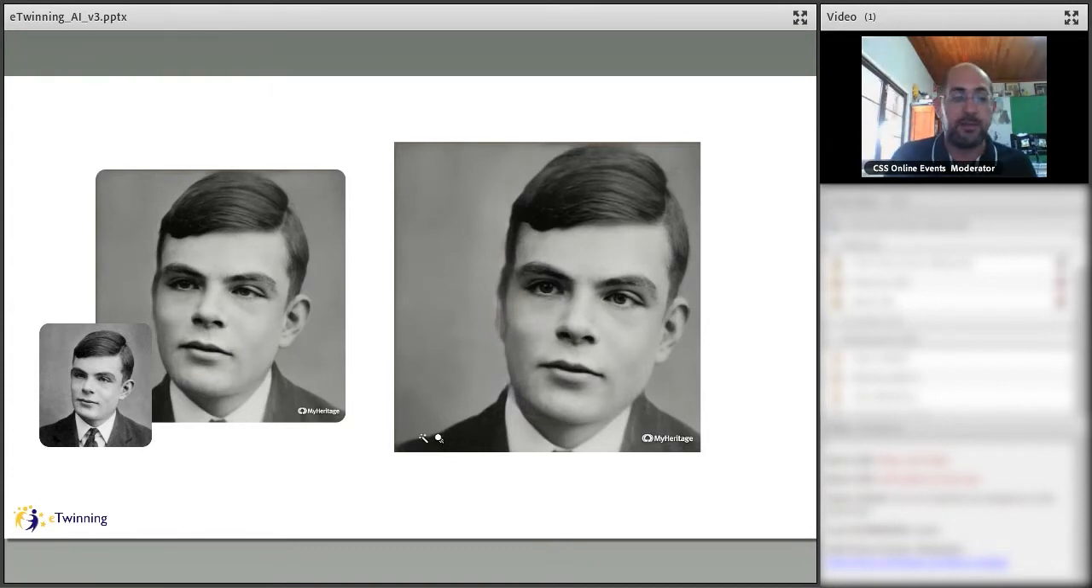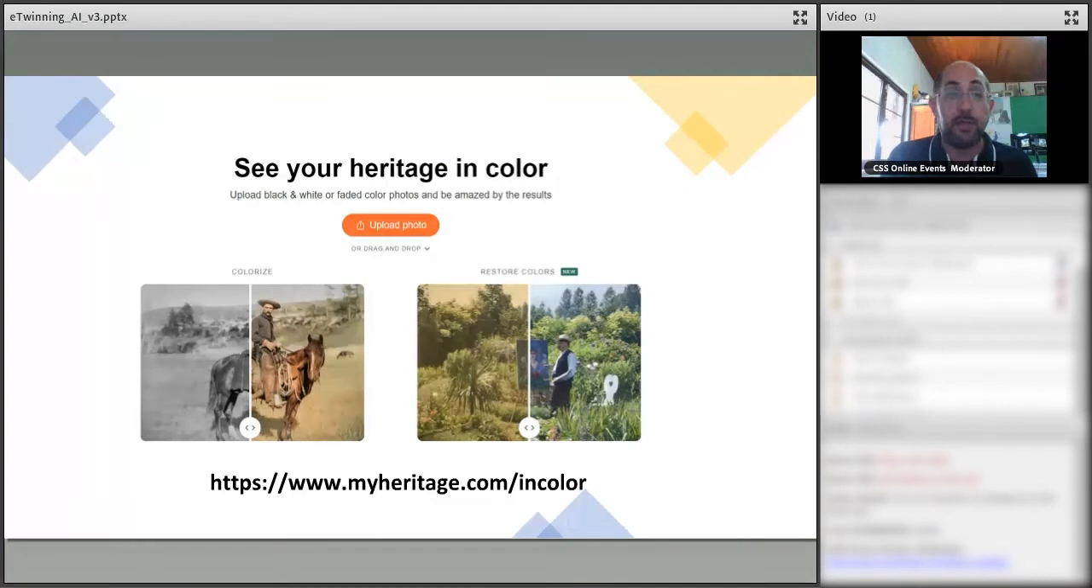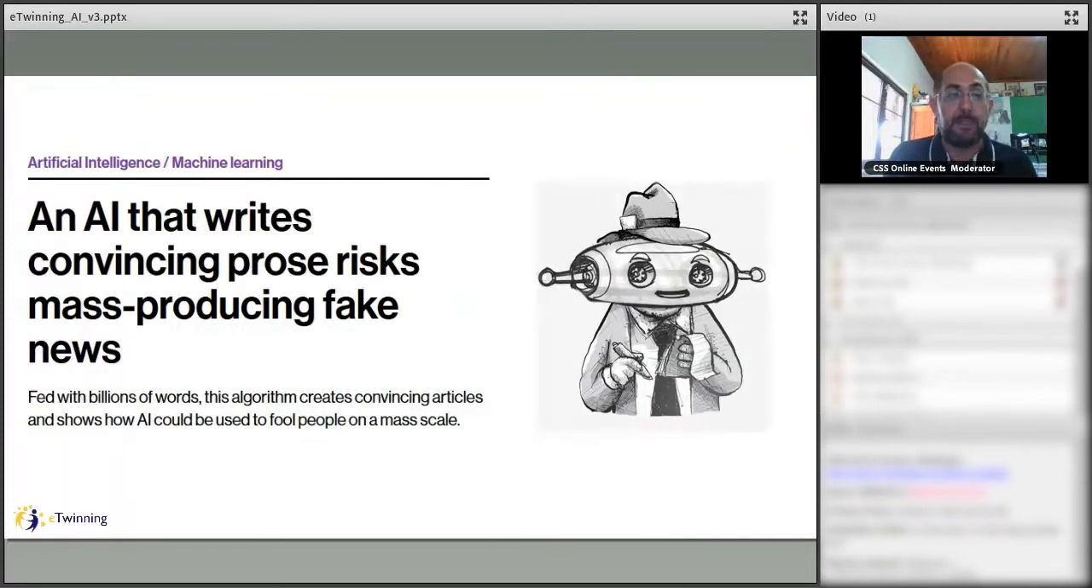Lots of questions come from this. This is also on MyHeritage, where you can pick any black and white photo that you have and upload it. Automatically, by using AI, they will colorize the picture. So imagine what you can do in an eTwinning project with these kinds of things. Pick a picture and give life to it. Pick all the photos of your region, for example, and colorize them. By using only AI, you'll be able to do this.